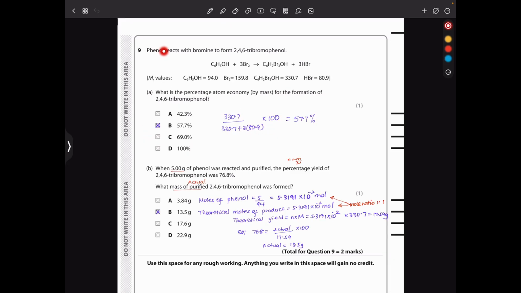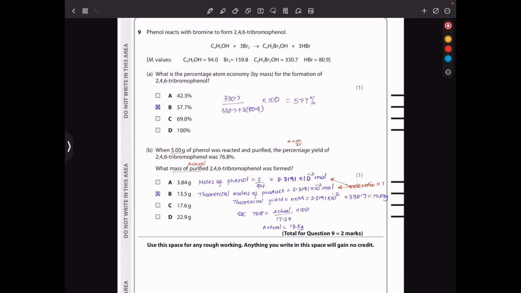In question 9, phenol reacts with bromine to form 2,4,6-tribromophenol. As we can see in the equation, they ask what is the percentage atom economy by mass for the formation of 2,4,6-tribromophenol. Since this is the desired product, the percentage atom economy should be the molar mass contribution from this divided by the total times 100. So it's going to be this divided by that plus 3 times that because these are 3, and then multiply by 100, and I got 57.7%, which makes B the answer.